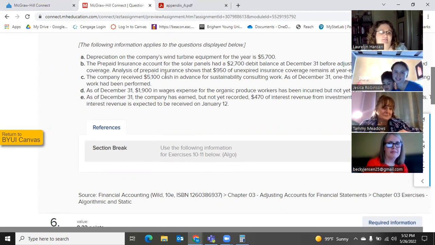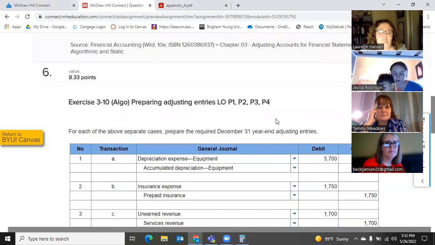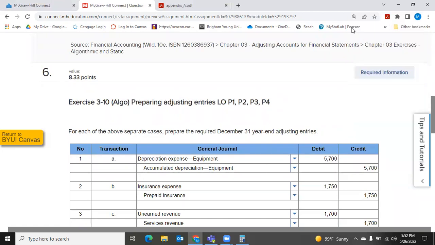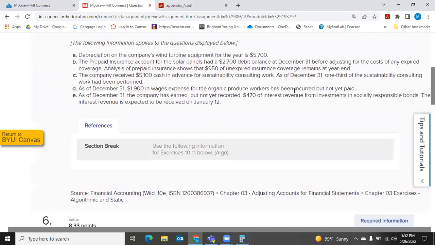All right, so depreciation. Depreciation on the company's wind turbine equipment for the year is 5,700. So that's telling us the amount of depreciation. That entry is going to be a debit to depreciation expense and a credit to accumulated depreciation on the equipment for the full 5,700. Other times they might tell us how much we paid for it, what the residual value is, and what the useful life is, and we'd have to calculate the amount of that expense. But here they just tell us this is what the depreciation is.